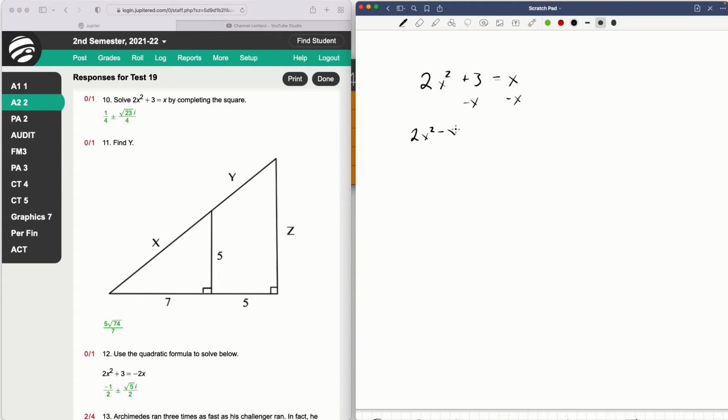2x squared minus x equals negative 3. Negative 1 divided by 2 equals negative 1/2, and negative 1/2 times negative 1/2 is equal to positive 1/4. So plus 1/4, plus 1/4. All right.